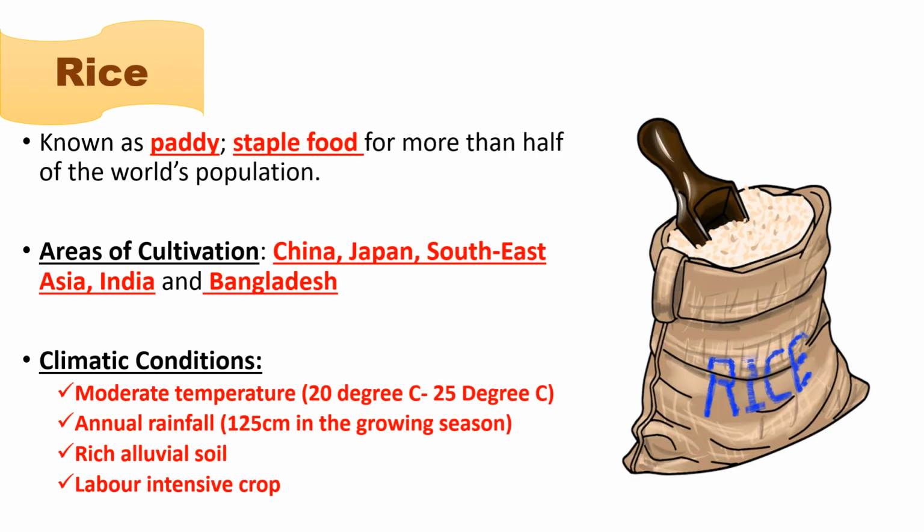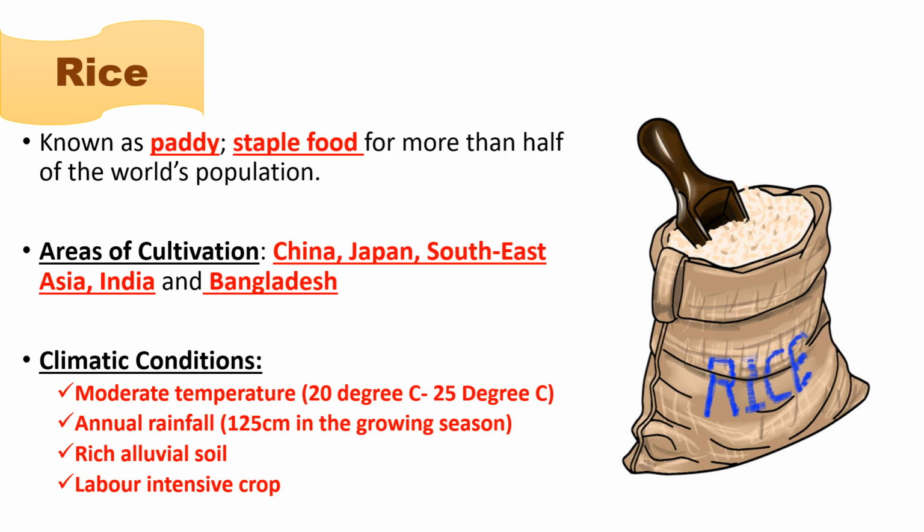Now the next one is rice. Rice is also called paddy. It is the staple food of more than half of the world's population. Now the next one is areas of cultivation. What are the major areas of rice cultivation? Rice is grown in highly populated areas, for example, China, Japan, Southeast Asia, India, and Bangladesh.